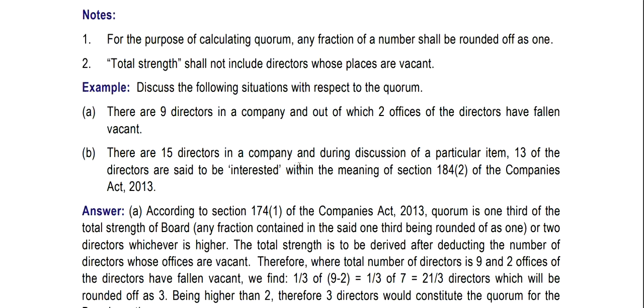There are 15 directors in a company. During discussion of a particular item, 13 of the directors are said to be interested within the meaning of section 184 subsection 2 of the Companies Act. What will be the position then?